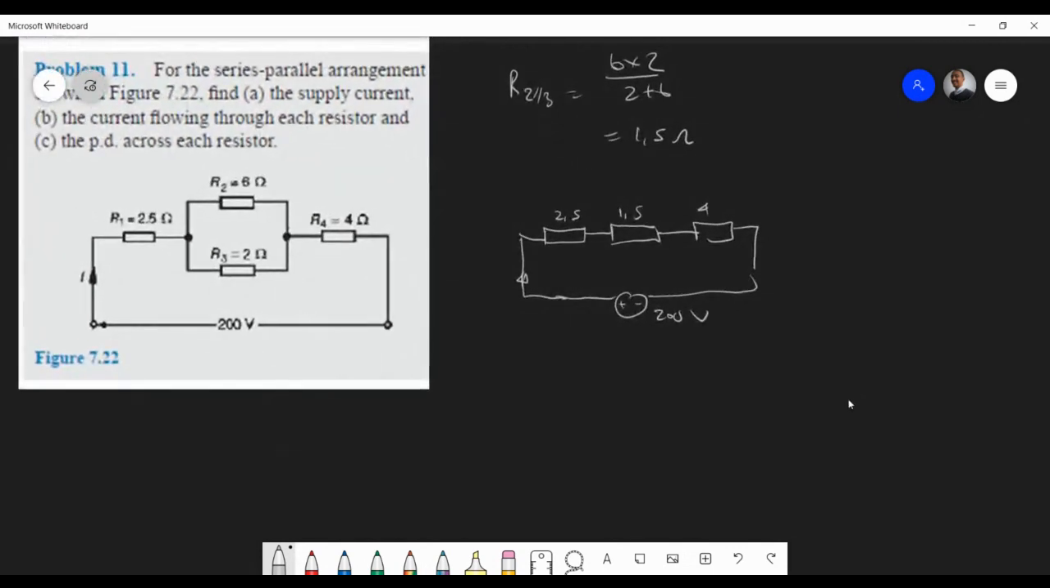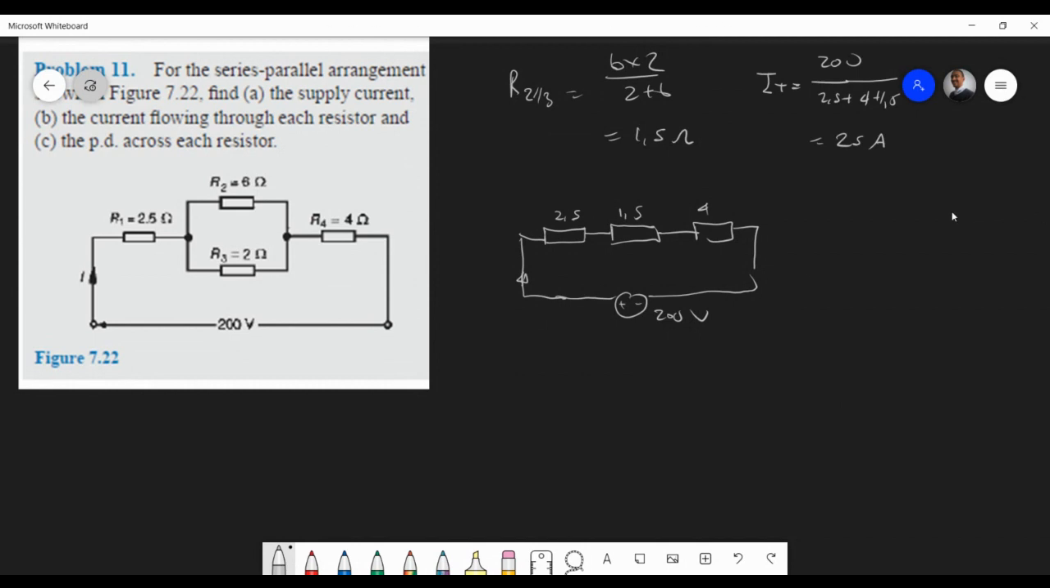Should we do it over here? So I total, if you want, or I, doesn't really matter. It's going to be 200 volts divided by, of course, 2.5 plus 4 plus 1.5. That should be fairly easy. Our total current is 25 amps. It's a good amount of amps there. Okay. That looks good.